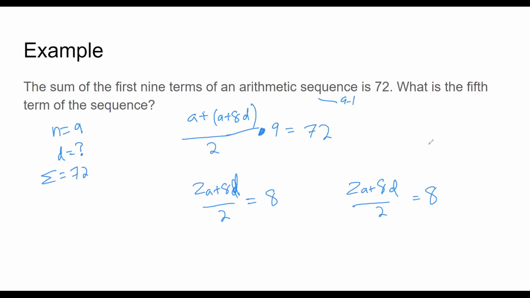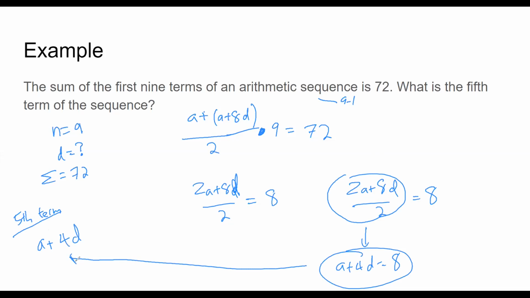So now they want the fifth term. And then the fifth term would be a plus 4d. So with this information, we can't really find a or d individually. But if you notice, what we have here is actually going to give us a plus 4d equals 8. And that matches what we want here for our fifth term. So our answer to this problem is 8.